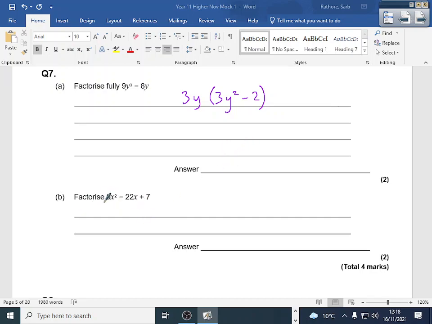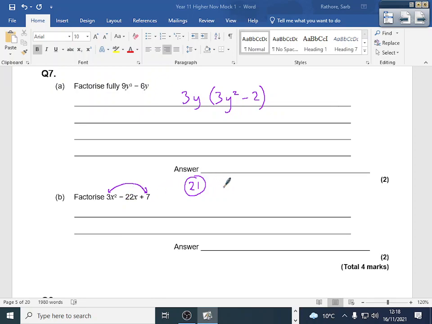Now, this one, you just got to be careful. You've probably done this with different methods, but the way I teach it is, first of all, we times those two numbers together. So 3 times 7 is 21. And then you split up 21 to see how I can times two numbers to make 21, and then also add up to make minus 22.